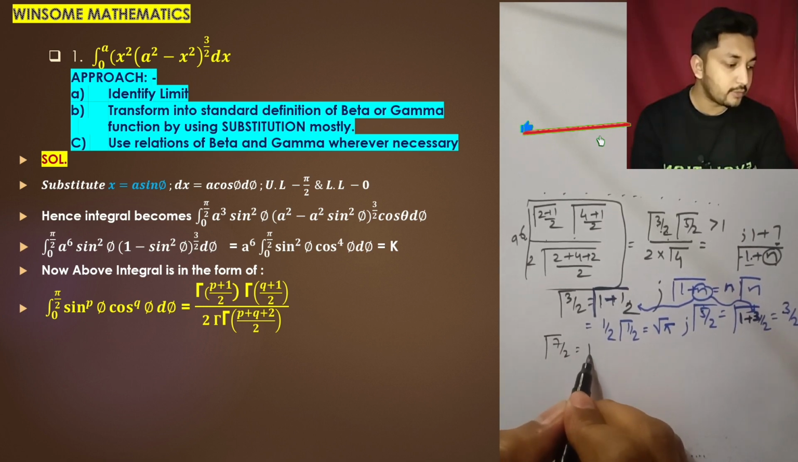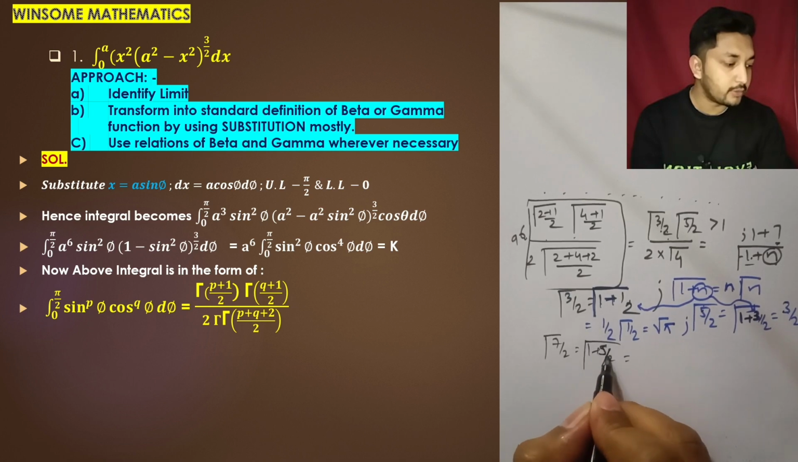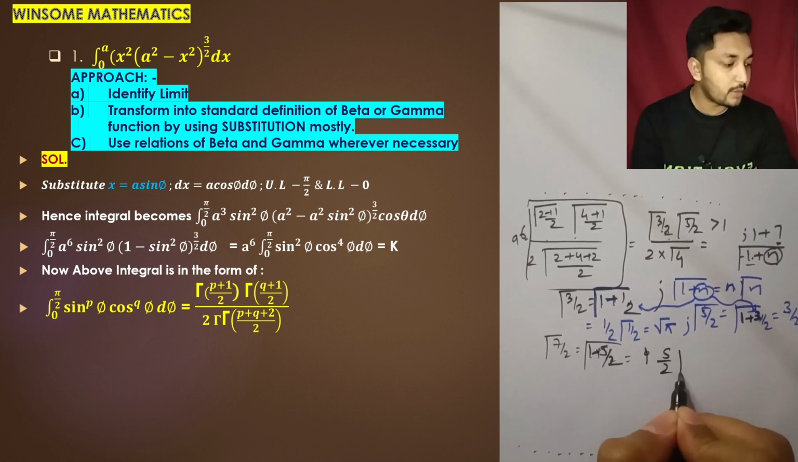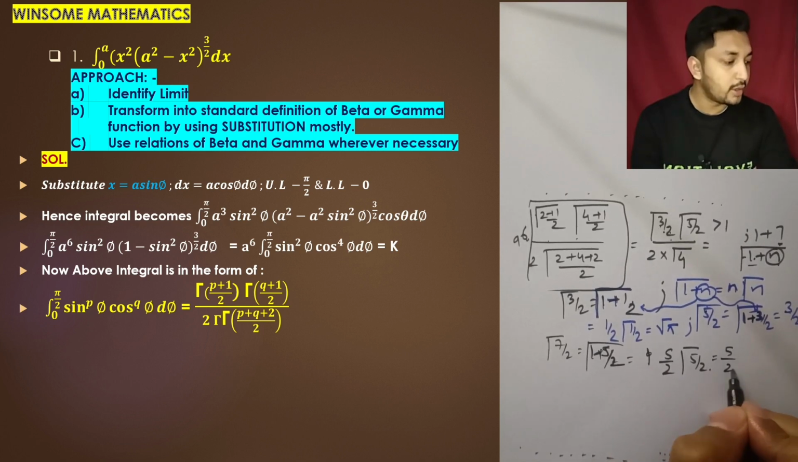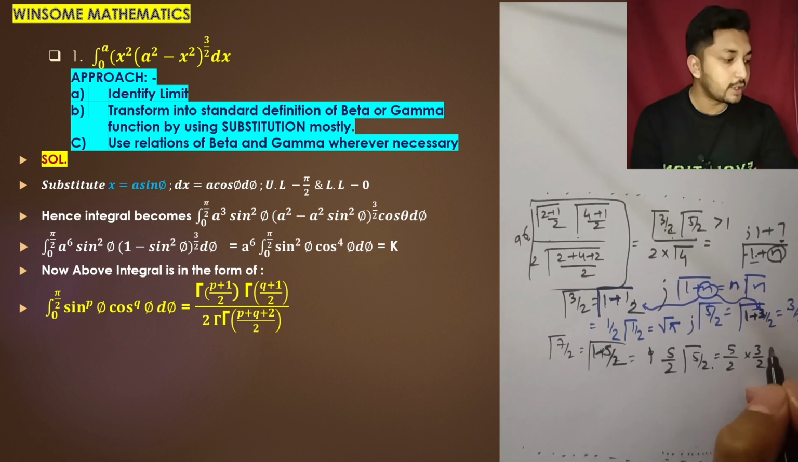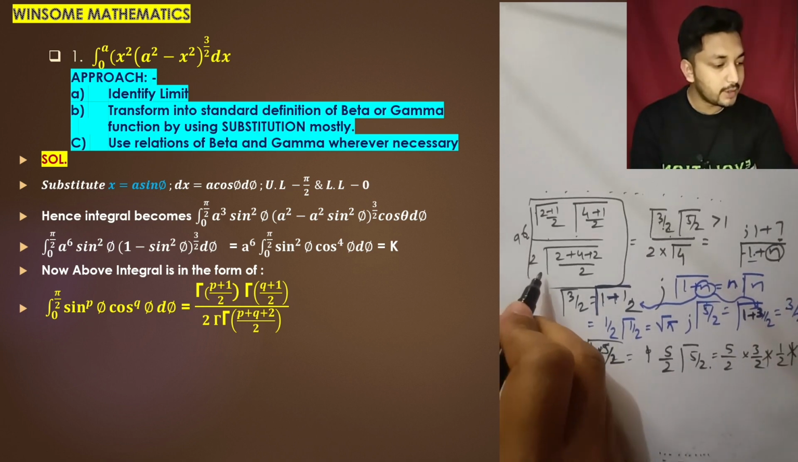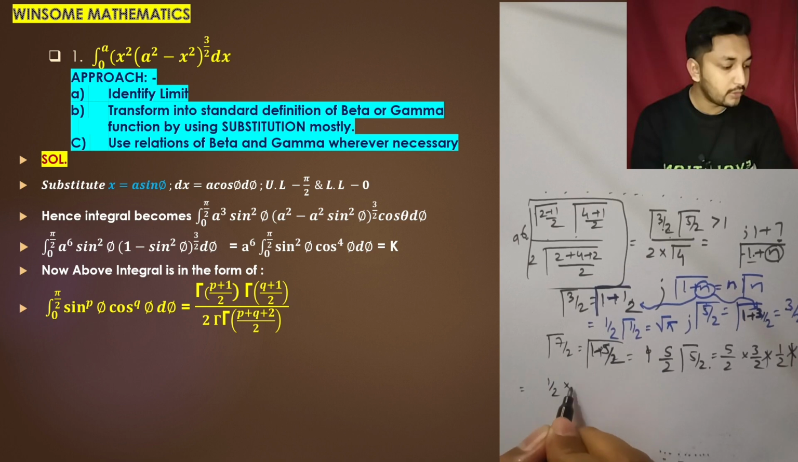So simple, right? 1 plus 5/2. So start with 5/2 gamma 5/2. Clear to you? And repeat it again, 5/2 into 3/2 gamma 3/2. So again repeat it, 1/2 gamma 1/2. So this is root pi. Clear? So we can easily write now 3/2 as 1/2 into root pi.